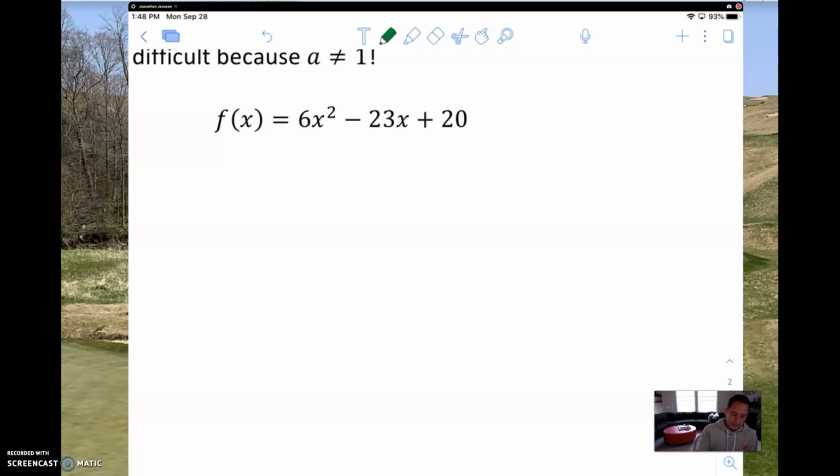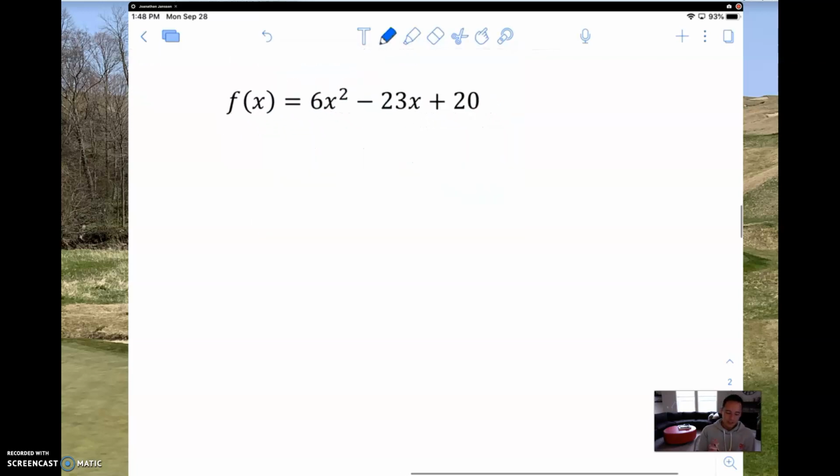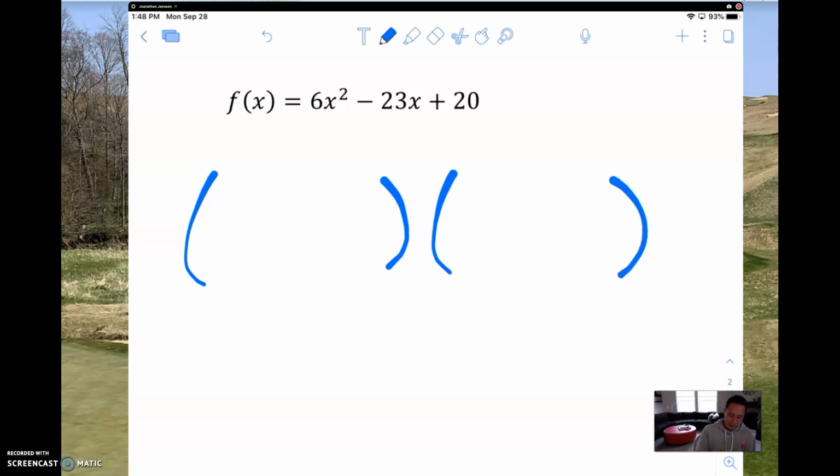Next one. This one's going to be a little bit more difficult because that first term is 6x squared. So again, we'll make our sets of binomials. And you could do 6x and x. And the combinations of numbers that we're going to try are 1 and 20, or 2 and 10, or 4 and 5.